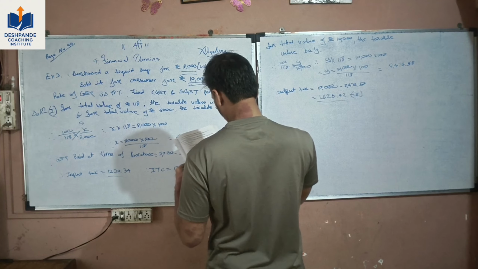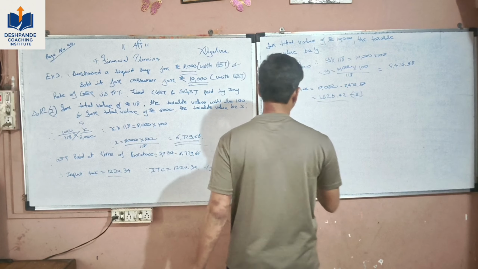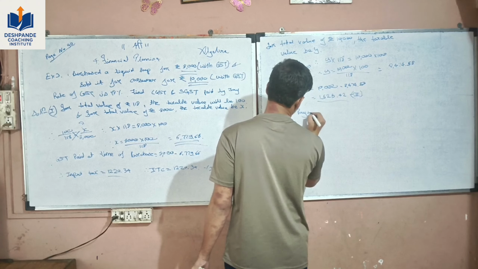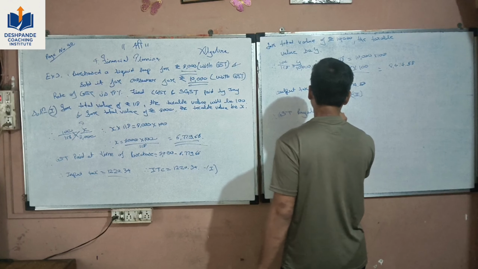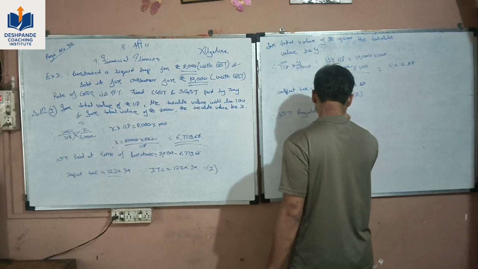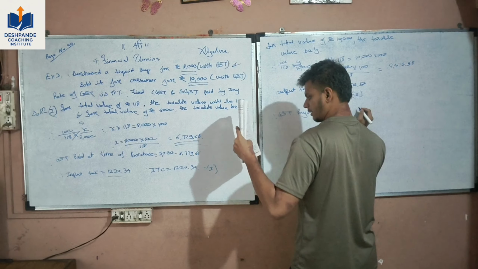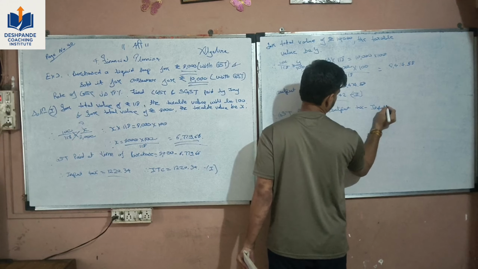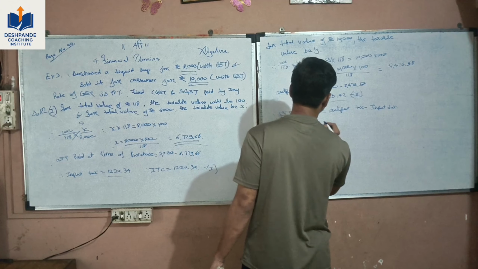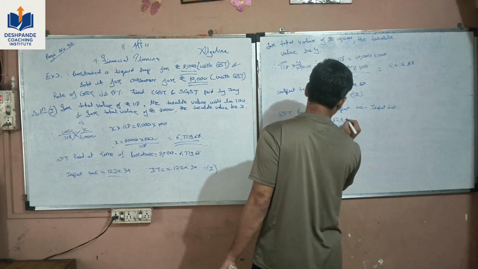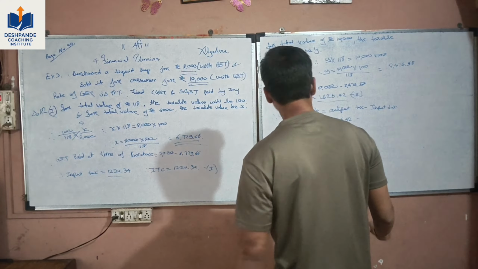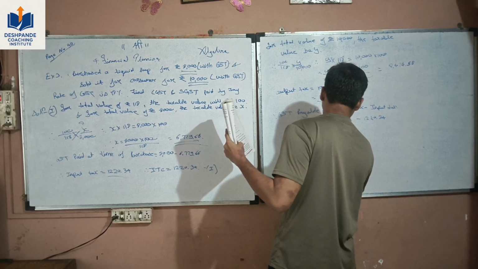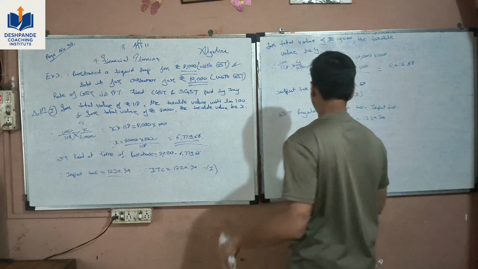So we can take out the GST payable. What will be the GST payable? GST payable will be output minus input. So let's see. GST payable is equal to output tax minus input tax, which is equal to 1525.42 minus 1220.34. It will be equal to 305.08. This is the GST payable.